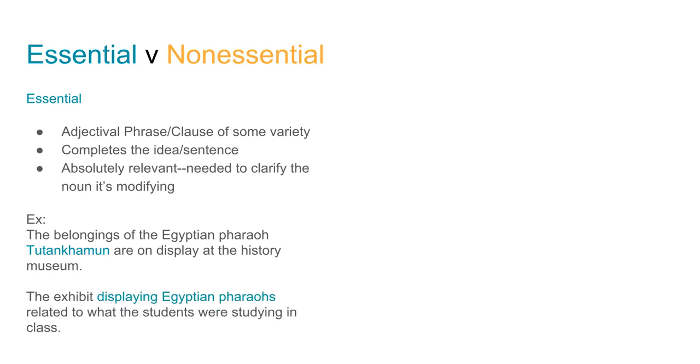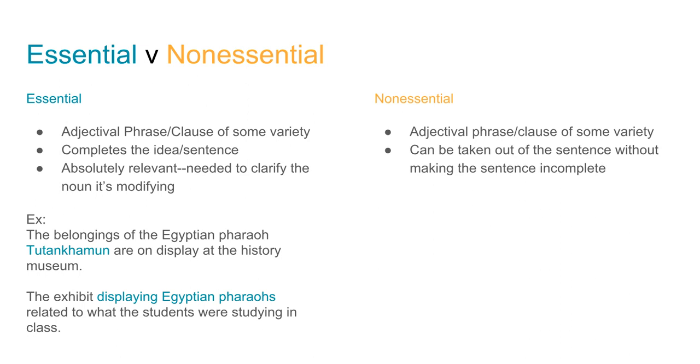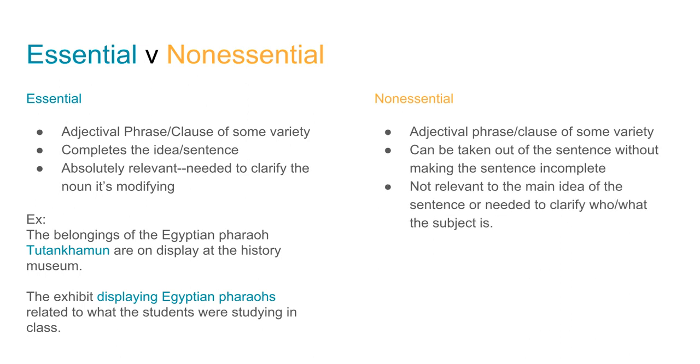We also see "the exhibit displaying Egyptian pharaohs related to what the students were studying in class." Displaying Egyptian pharaohs tells us exactly what exhibit we're talking about, whereas if we just said the exhibit related to what students were studying in class, we don't know anymore what they're talking about. On the flip side, your non-essential elements are still adjectival phrases or clauses, but they can be taken out of the sentence without making it incomplete, and they are not relevant to the main idea of the sentence or needed to clarify who or what the subject is.